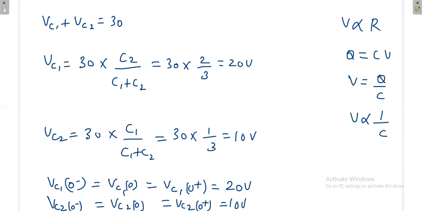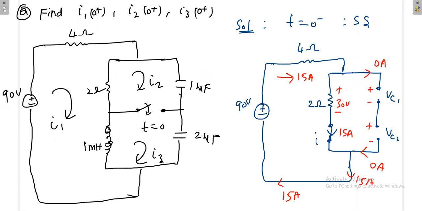Already we have calculated the inductor current. Inductor current IL(0-), or IL(0), or IL(0+), is the same as 15 ampere. Now we know the initial current through the inductor and the initial voltage across the capacitors. Then we can easily replace them with their corresponding equivalent circuits, and also the switch is closed. At t is equal to 0, we are closing the switch.